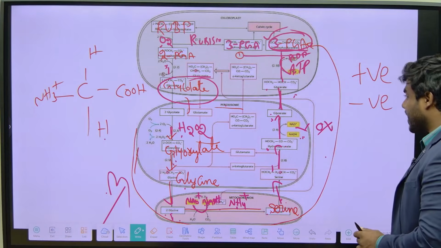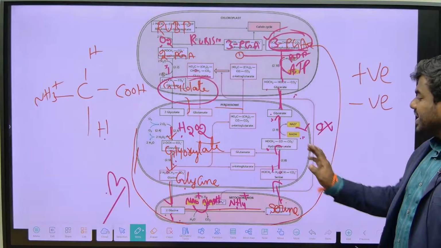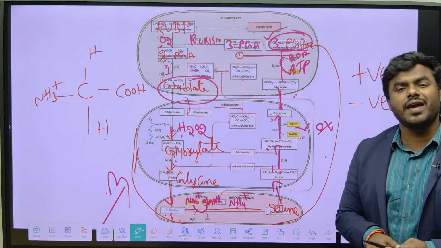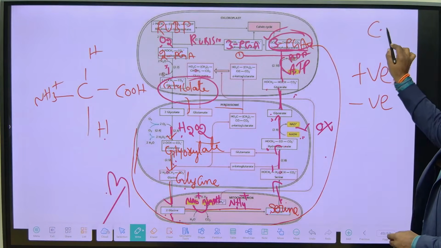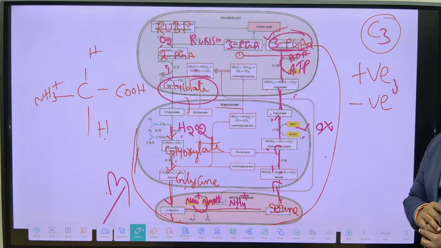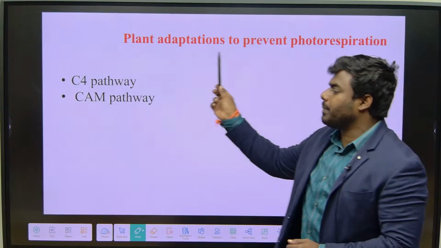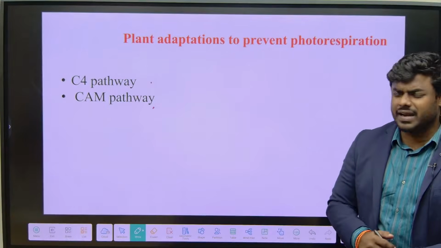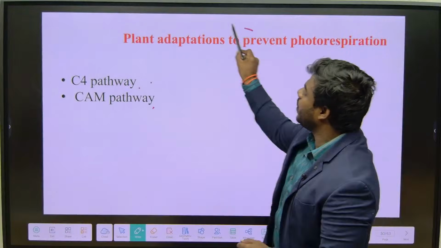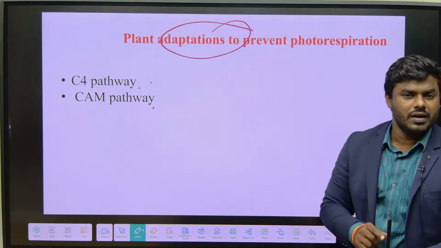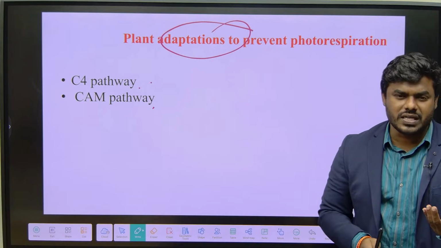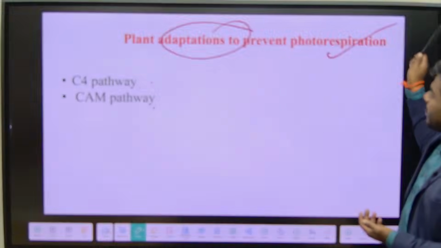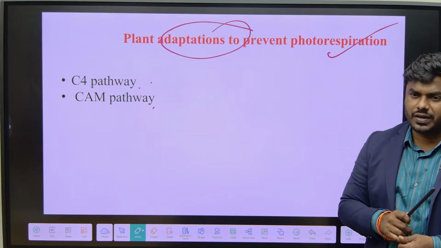Now here comes the important point. This C2 cycle only happens in the C3 plants. Now, why does this C2 cycle never happen in the C4 plants and CAM pathway? What is the reason? Because C4 plants and CAM plants have a lot of adaptations, a lot of escaping mechanisms to prevent the mechanism of photorespiration, right?